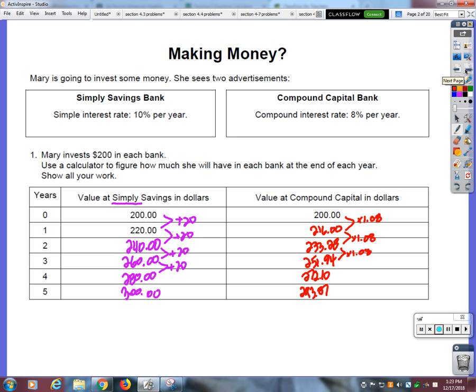Okay. What if it was more years? Compound. This one's going to catch up eventually. Okay. After 1 year, it was behind by $4. After 7 years, it's $2 ahead. So this would be $3.20, and then this would be $3.40. And you did the other two? Uh-huh.